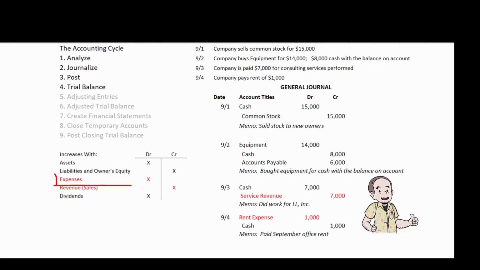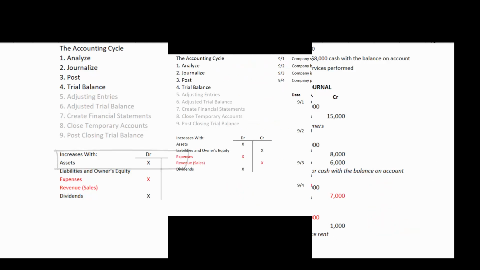Expenses are debits, expenses are debits, expenses are debits. So we debit rent expense. Come down a line, indent a little, write the credit. What's happening to cash? It's going down. Cash is an asset. It increases with debits and decreases with credits. So we credit cash for $1,000.